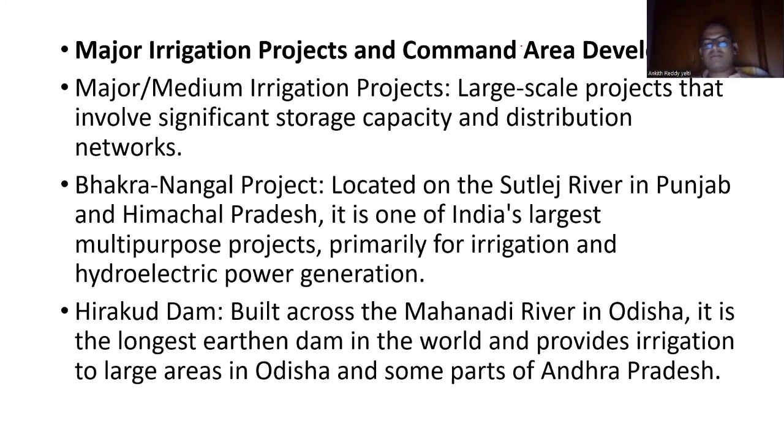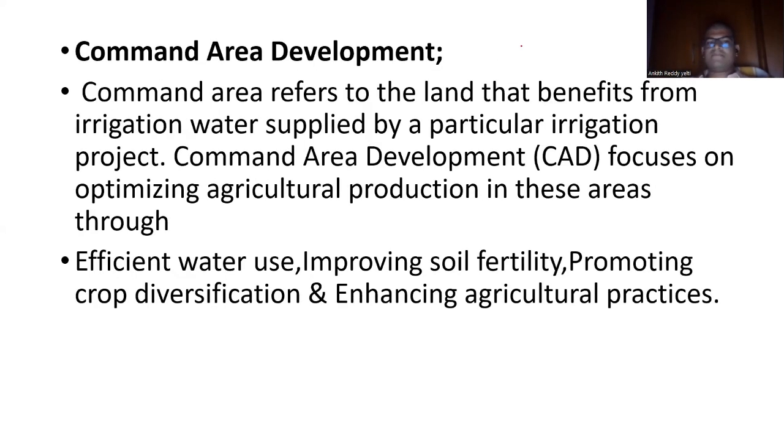Okay. If you talk about Hirakud Dam, it is on the Mahanadi River in Odisha. It provides irrigation to Odisha and some parts of Andhra Pradesh. Similarly, you have the Bhakra Nangal project on the river Satluj in Punjab, which helps farmers of Punjab and Himachal Pradesh. There are 10 to 15 major projects in India. You should know where they are constructed and which areas they help in providing irrigation. That is one thing. Okay.